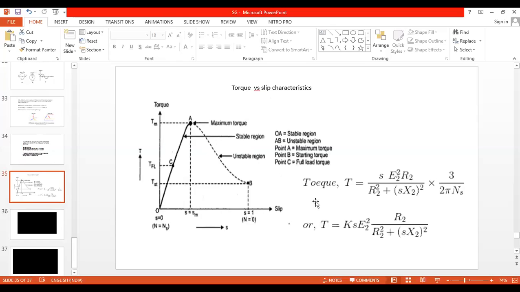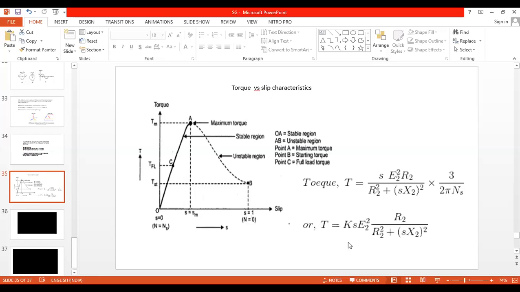So how do we get this expression? You have to remember the torque equation of the induction motor: T is equal to K S E2 square R2 by R2 square plus (S X2) whole square, where K is a constant value. So remember the torque equation of the induction motor: T is equal to K S E2 square R2 by R2 square plus (S X2) whole square.